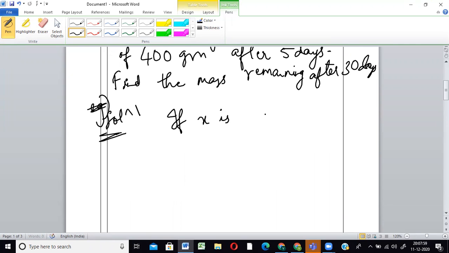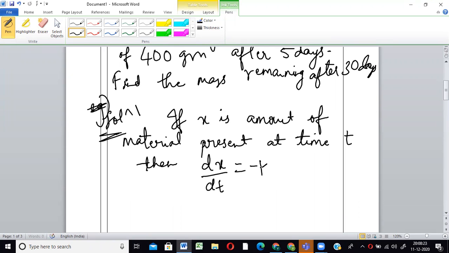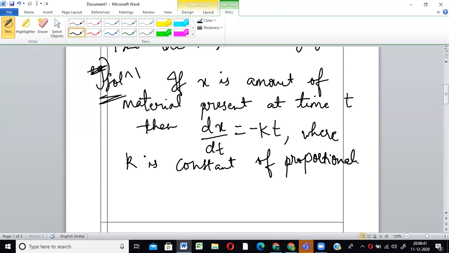Okay, so we will start. If x is the amount of material present at time t, then we can have, so this is the equation that we have. I've already proved this in the last video, which is equal to minus k t, where k is nothing but constant of proportionality. You may feel that why are we writing this step all the time? K is constant of proportionality everywhere we write, but you have to write it. It's compulsory, or else your marks may get cancelled. Okay, the constant of proportionality.